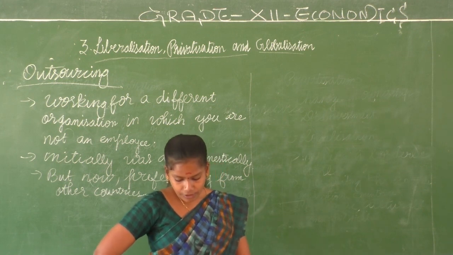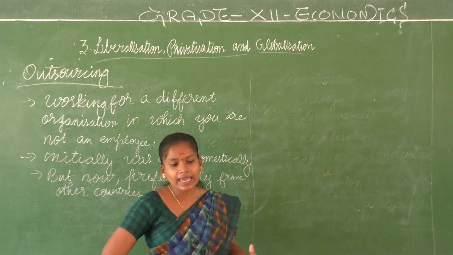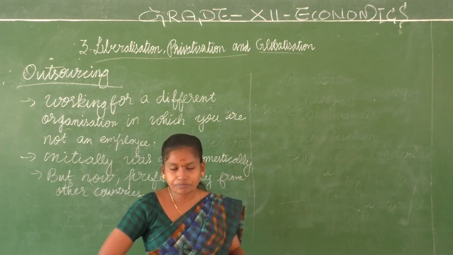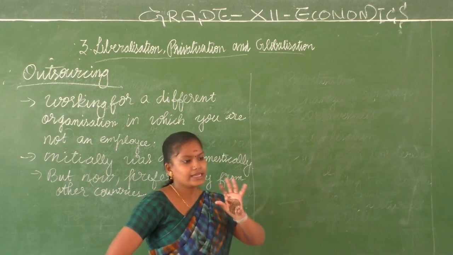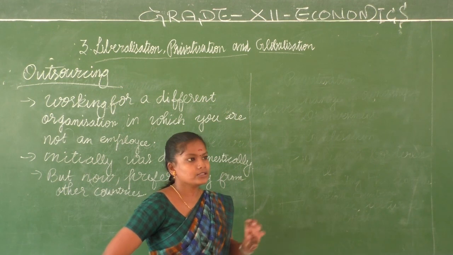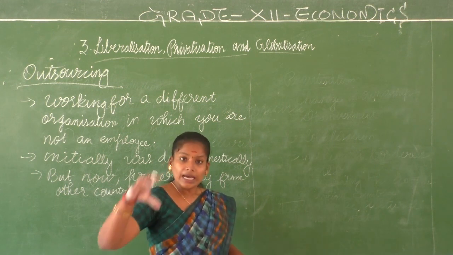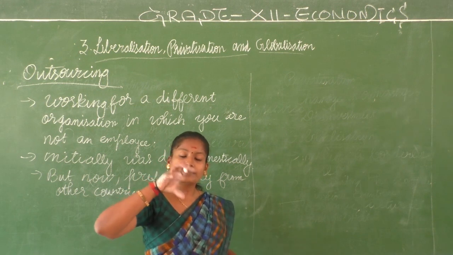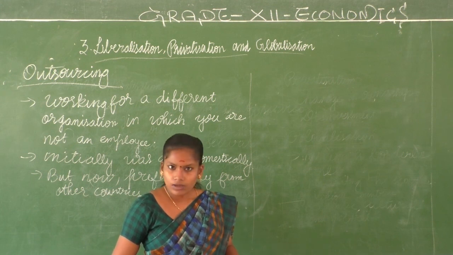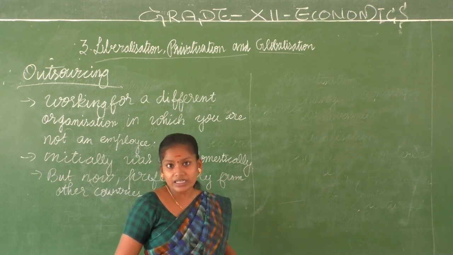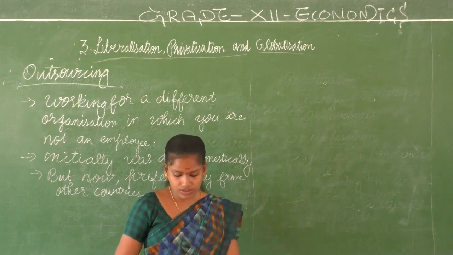Take for instance IT fields, BPOs or call centers. They give the training. If you ask which project they work in, they'll tell you, I work in the America project, I work in the London project. What does that mean? They have been outsourced for that particular service. They might be an employee of one concern, but they work for a different concern. That is what we call outsourcing.